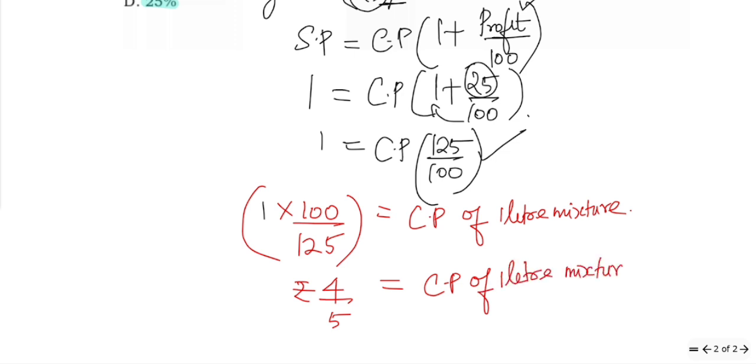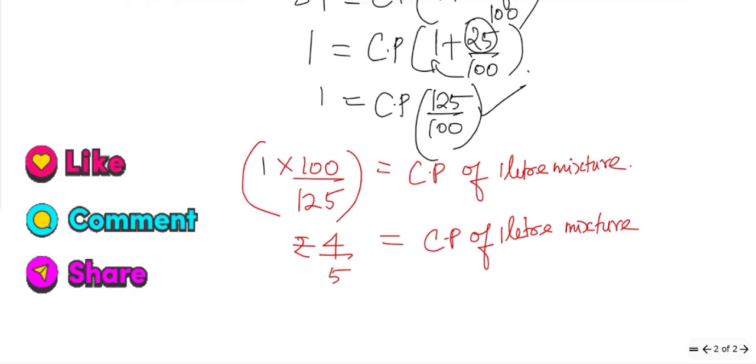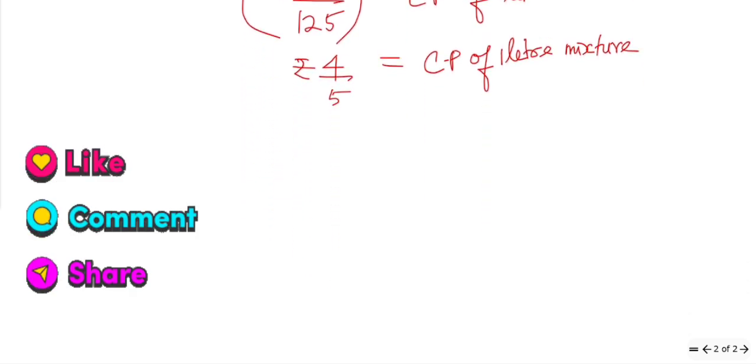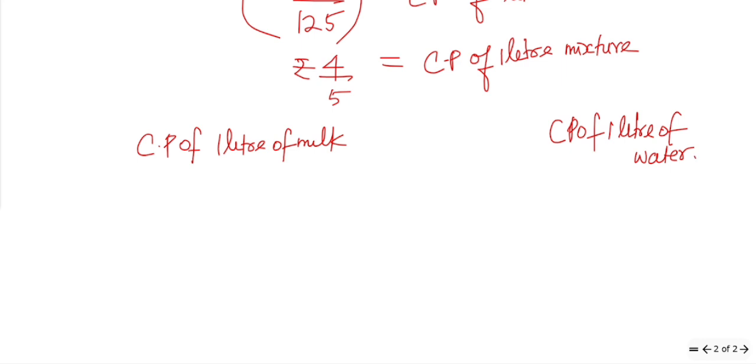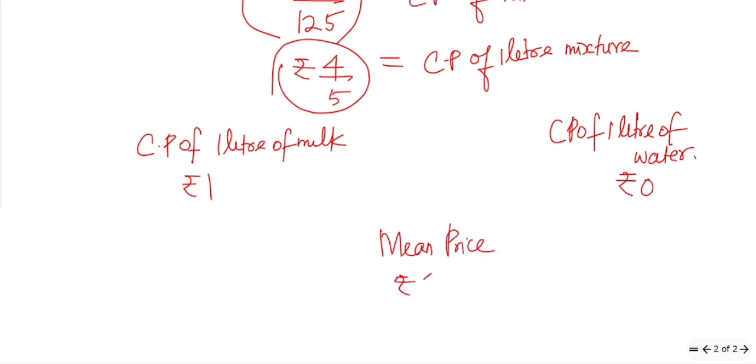Now we are going to apply our alligation rule. Here, the cost price of the unit quantity we have to consider: the cost price of 1 liter of milk and the cost price of 1 liter of water. For milk, that is 1 rupee that we assumed earlier. For water, it's simply 0. And now we have our cost price of 1 liter of mixture, that is our mean price, which is 4 over 5.